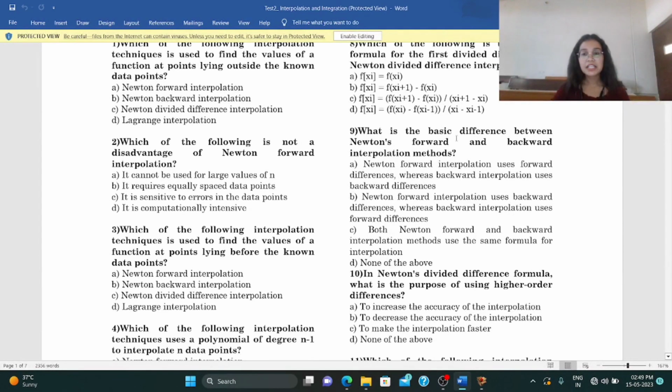Question. What is the basic difference between Newton's forward and backward interpolation?